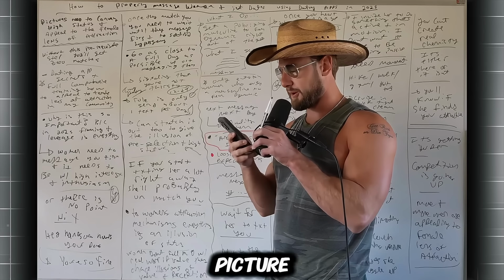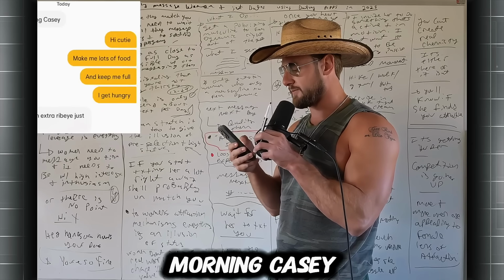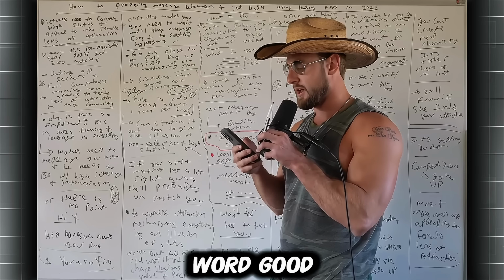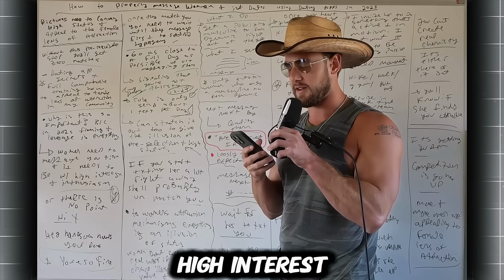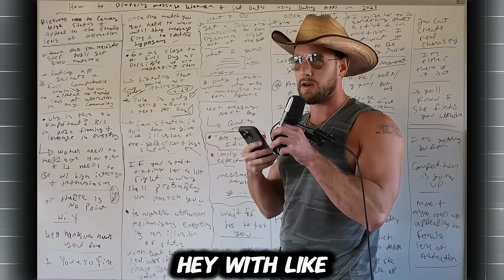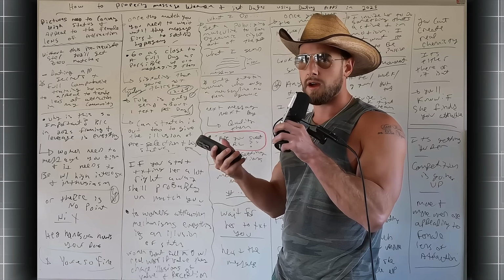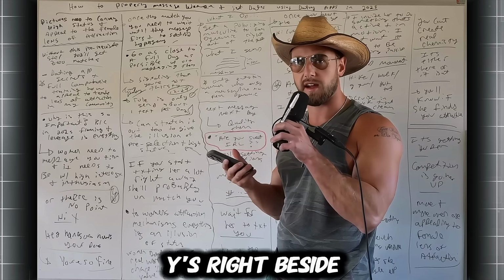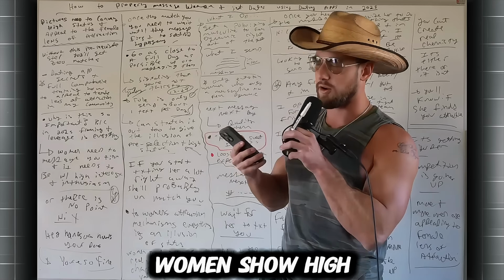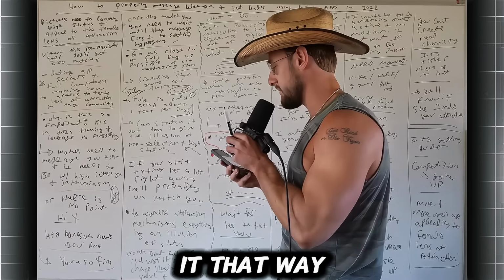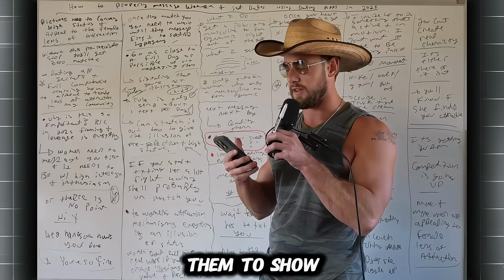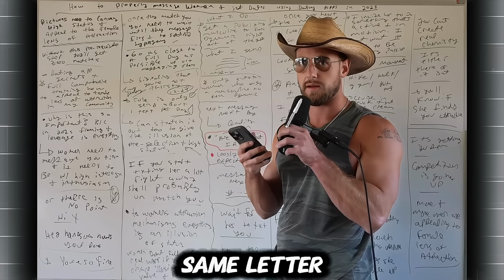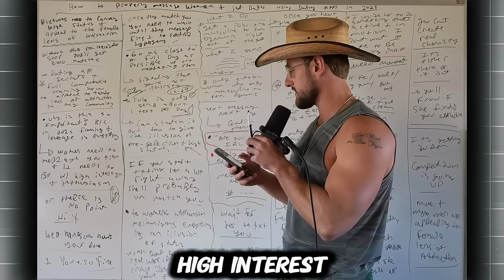So you can see in this picture, she goes, "Good morning, Casey," and she put a bunch of O's for the word good. And women will typically do this when they have high interest. She will send you the word hey with like 4 or 5 Y's, or hi with like 5 letter I's right beside it. This is how women show high interest. I don't know why they do it that way, but that's what they do. In order to show high interest, they think the best way of doing it is putting a bunch of the same letter. So that means high interest, okay?